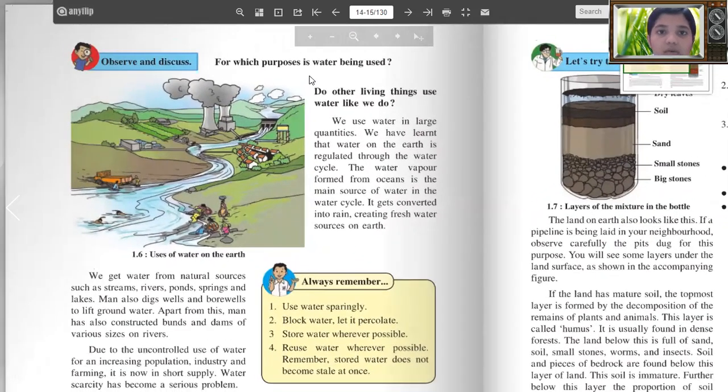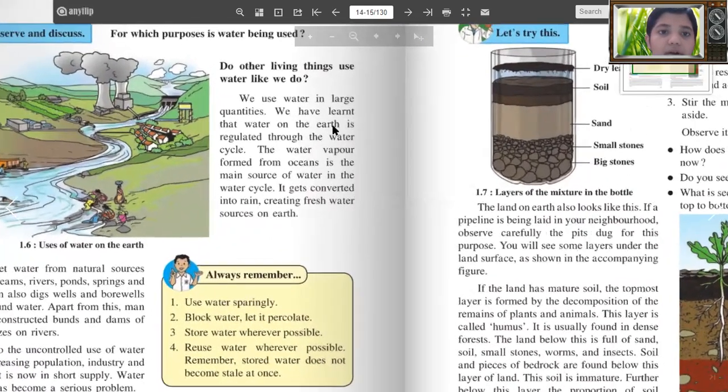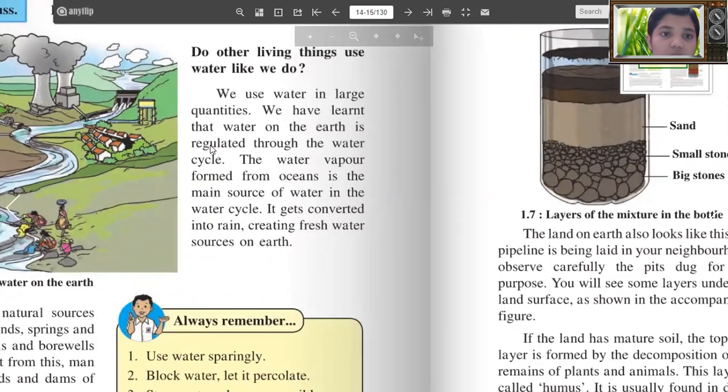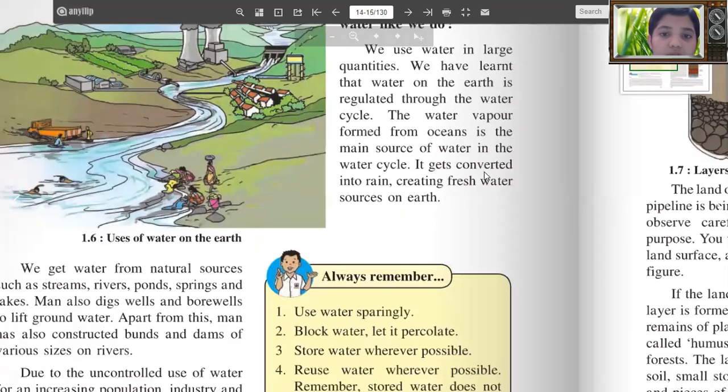Observe and discuss for which purpose water is being used. Do other living things use water like we do? We use water in large quantities. We have learned that water on the earth is regulated through the water cycle. The water vapor formed from the oceans is the main source of water in the water cycle. It gets converted into rain, creating fresh water sources on the earth.